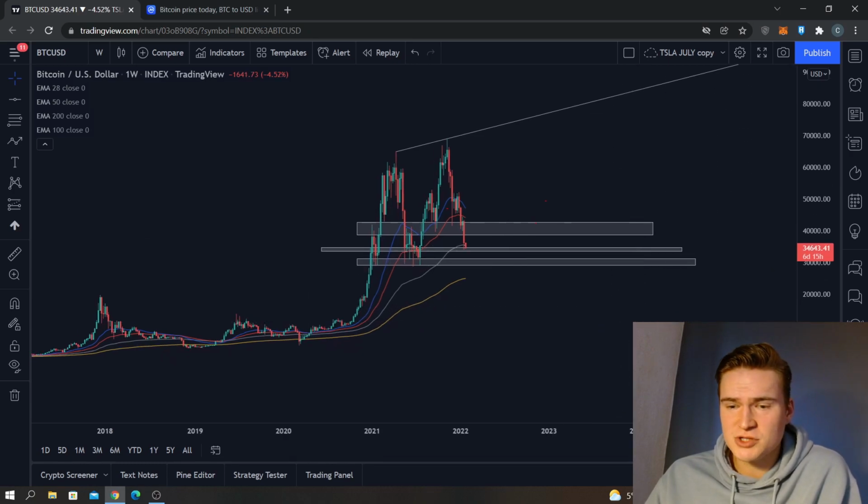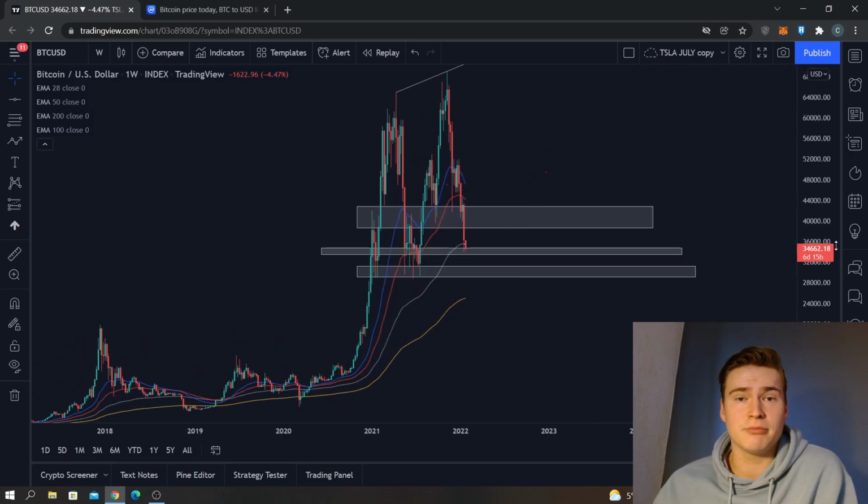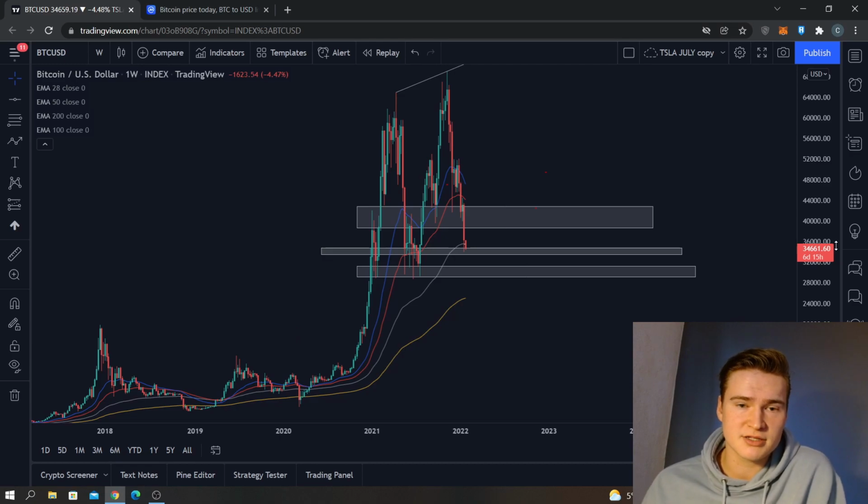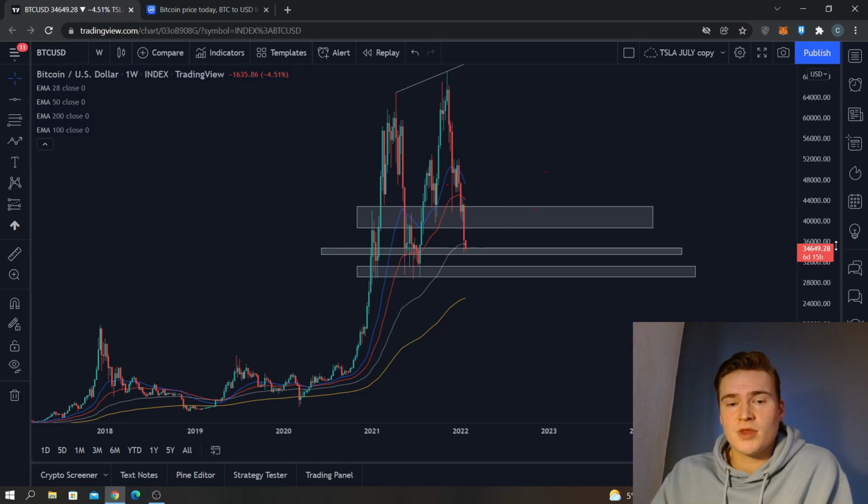In the next few minutes we'll do a quick analysis on Bitcoin using the RSI, the Relative Strength Index, which is an indicator a lot used in trading and seeing whether a token is oversold or overbought.